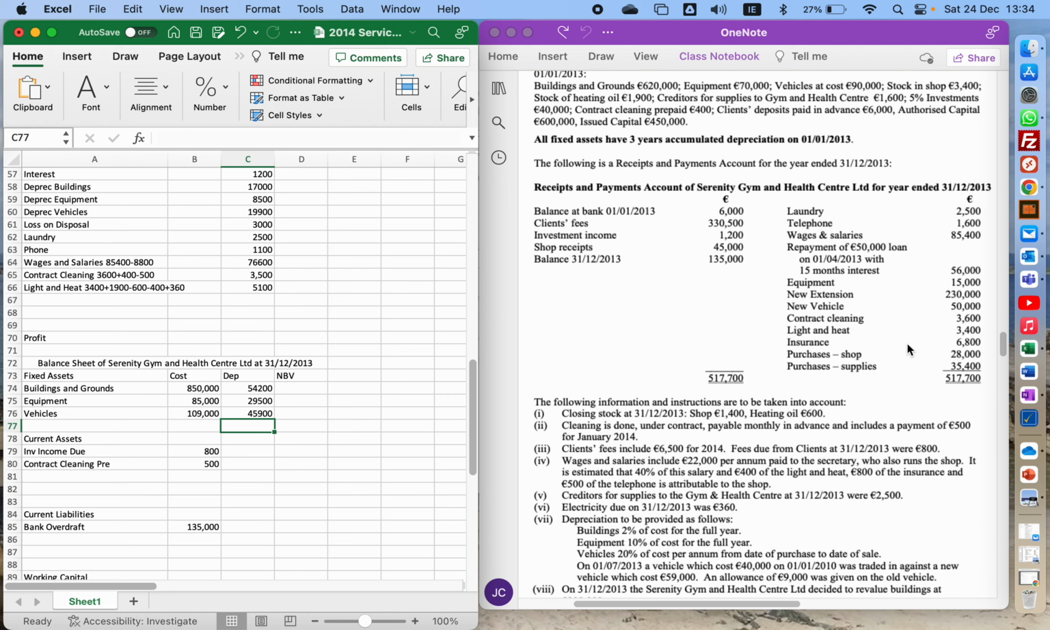Next one, we've done light and heat, and we're now on to insurance. So the insurance is 6.8, and there was no insurance prepaid or due at the beginning, nothing at the end. The only thing for insurance, 800 of the insurance is for the shop. So that means 6 grand is the insurance.